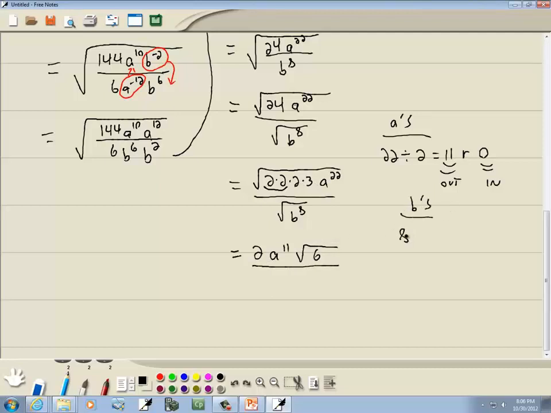Our power is 8. Divide by our index, which is 2. It's a square root. So that gives us 4 with a remainder of 0. So we're going to have 4 b's come out, and we'll have 0 stay in. So we've got b to the 4th. And our radical disappears since there's no b's left inside. And that's our answer.